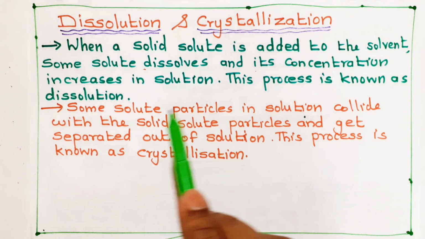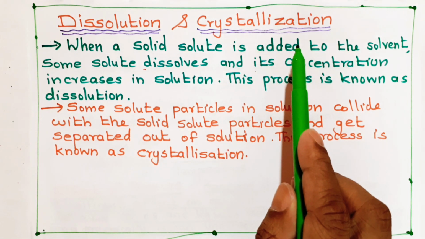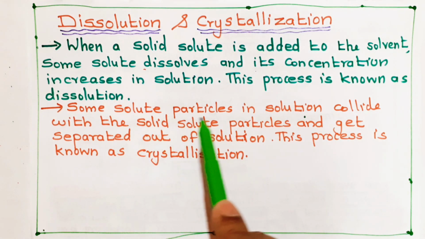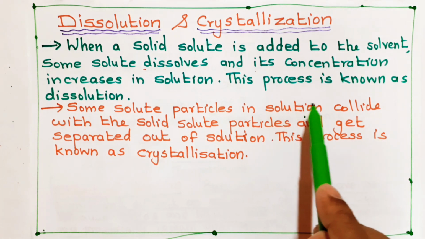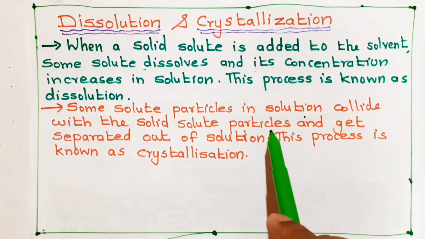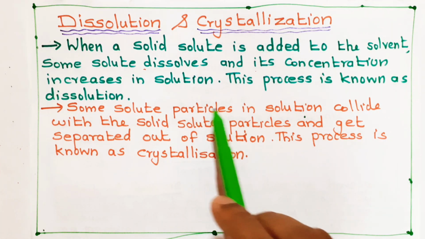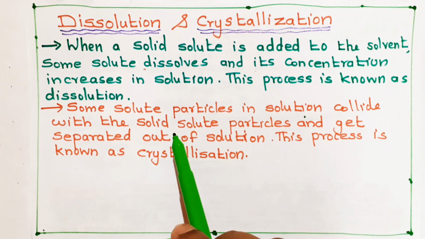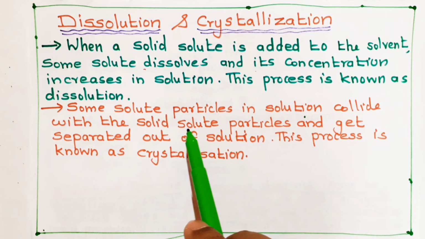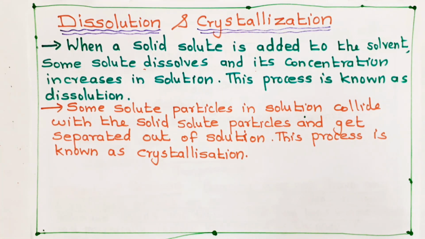Right? So I repeat, we have prepared here sodium chloride solution. So some of the solute particles in solution collide with the solid solute particles. That means sodium chloride solute particles are colliding with sodium chloride particles and get separated out of solution, and this process is known as crystallization.